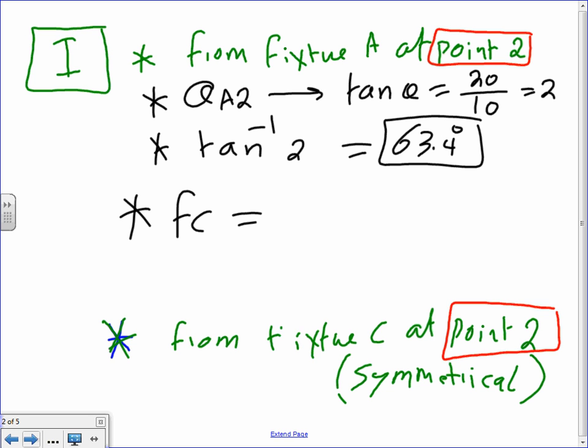Okay, now plug in the formula. So the guard factor is 0.88 multiplied by the candela power at 63.4. Do I have 63.4?